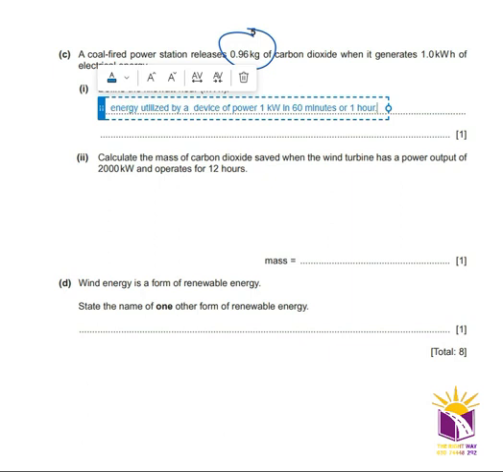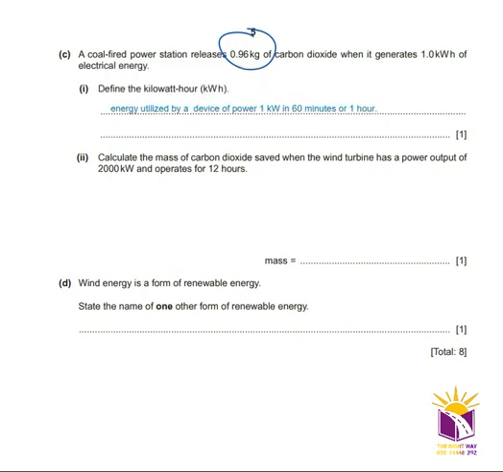Okay, calculate the mass of carbon dioxide saved when the wind turbine has a power output of 2000 kilowatt and operates 12 hours. So, for 1 kilowatt hour, 0.96 kg of carbon dioxide releases. Now 2000 kilowatt and 12 hours. So 2000 multiplied by 12 kilowatt hour. When we multiply these two, we get the energy, and X will be our amount of carbon dioxide produced.